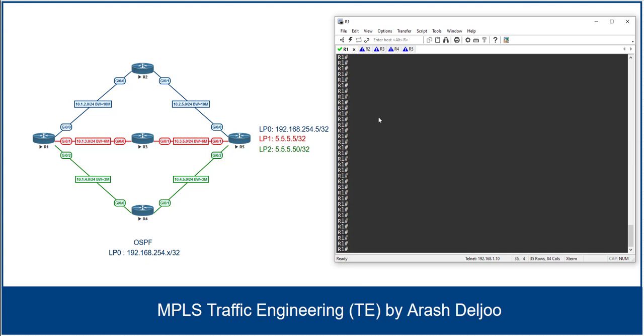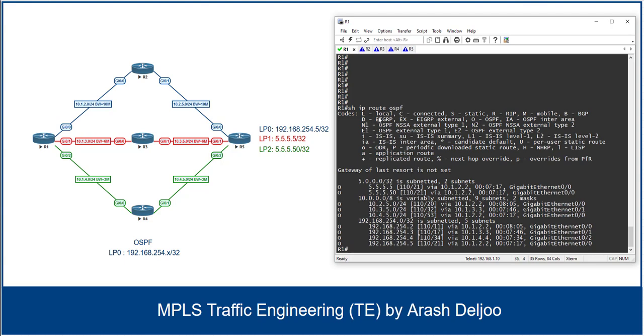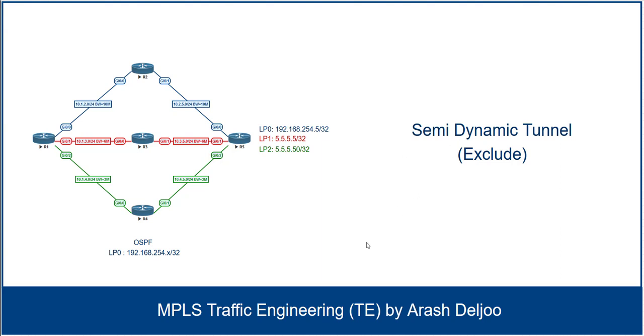As you can see here in router 1, now if we use the show ip route ospf command, actually OSPF or IGP chooses the GigabitEthernet 0/0 as the outgoing interface to reach 5.5.5.5/32 and also the other two networks. And it is obvious. Why? Because this path, the blue path, has the lowest metric. Okay. Now I'm going to configure semi-dynamic tunnel.